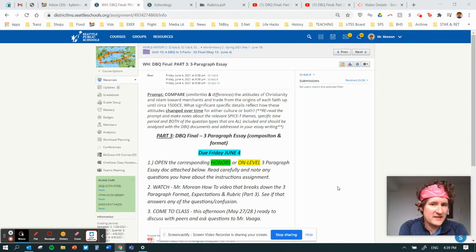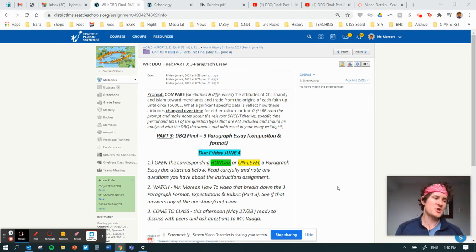So, our prompt again, which is where we start, we make sure we're always addressing the prompt. This is a comparison question, that is, similarities and differences. The attitudes of Christianity and Islam towards merchants and trade from the origins of each faith up until roughly 1500 CE. What significant specific details reflect how these attitudes changed over time? A second element of the question for either culture or both.